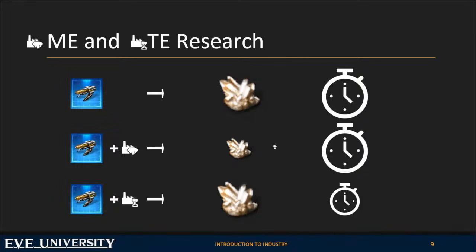and then it will take some time depending on what you want to produce. To reduce that time, you can do research, you can do time efficiency research, which will again take time and ISK, and you can reduce the time to produce stuff. As well, you can do material efficiency research, which will then reduce the materials required by a set percentage. And there are also other bonuses you can use, from player-owned stations particularly, that reduce that further.